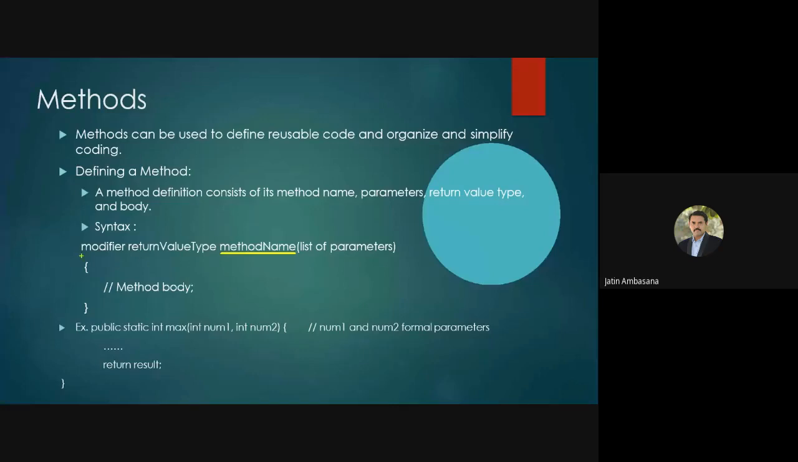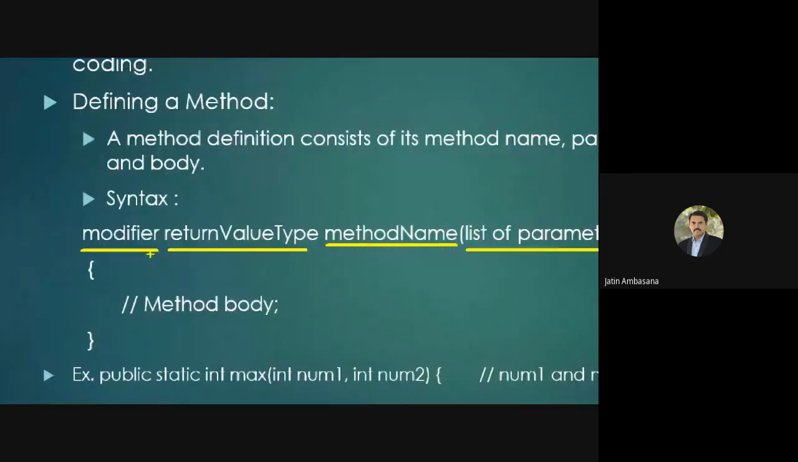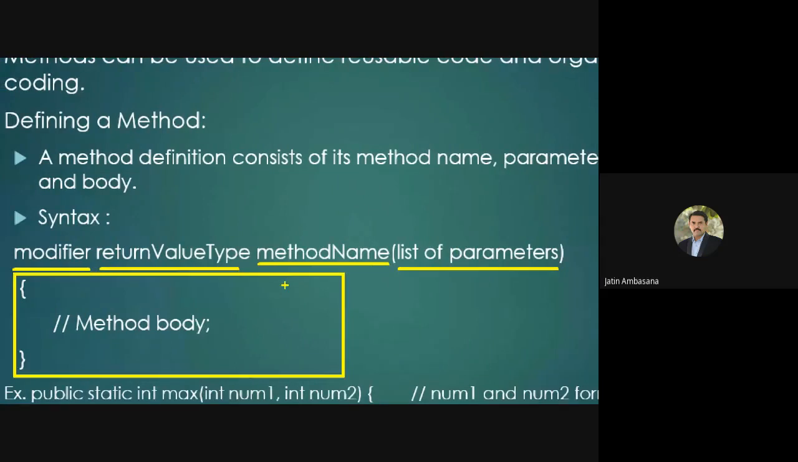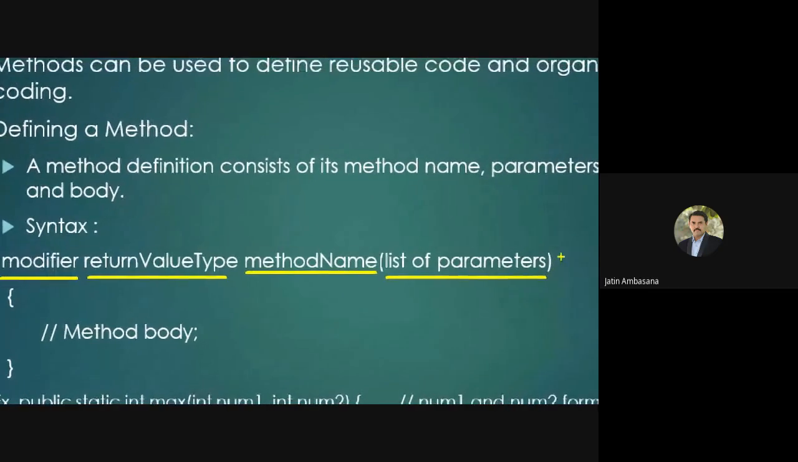So we have seen three things so far: a method declaration has a modifier, a return value type, and the method name, and then the list of parameters separated by commas. And in Java, we also have the method body. We cannot define a method without the method body. If we define it like this, the method body ends over here.